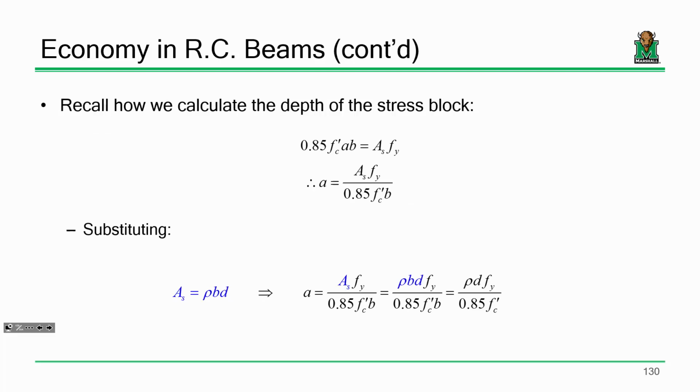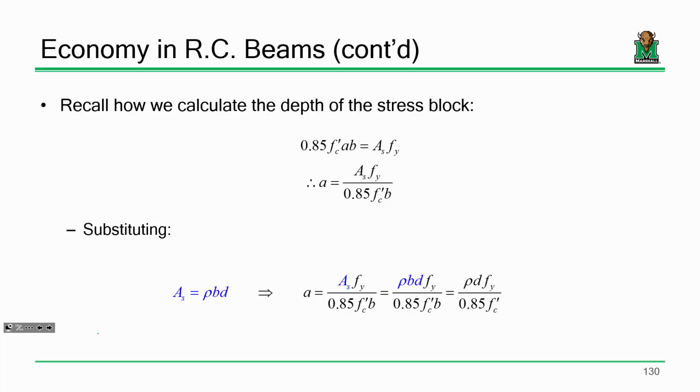Okay. Now, let's go back and make sure we understand our philosophy. So, how did we calculate this A value? We said 0.85 f'c a b equals As fy. The tensile force equals the compressive force. And then we solved for how much depth was required in our stress block such that C equals T. Everybody okay with that?